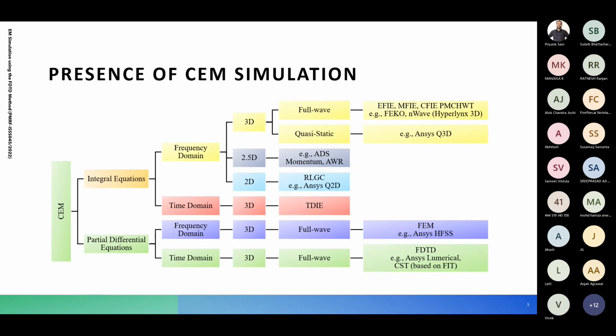So, for example, popular methods like EFIE and MFIE are full wave solutions in frequency domain using integral equations. Similarly, FDTD is a full wave method. It can be used for 1D, 2D, and 3D problems, and it uses partial differential equations, and we solve the problem in time domain. Another popular solver, ANSYS HFSS, popular among the antenna designers, is also based on partial differential equations, but HFSS solves the problem in frequency domain.